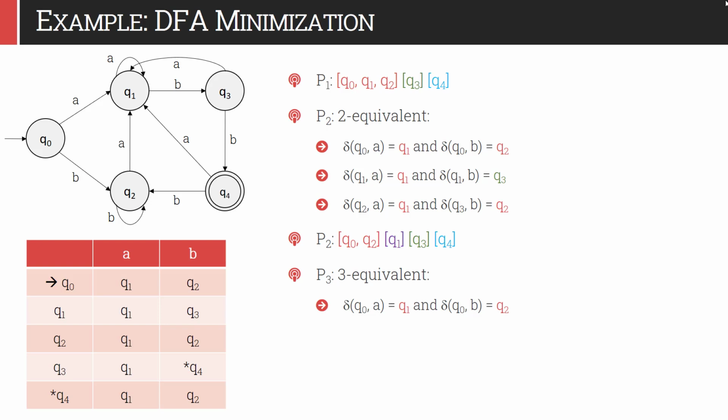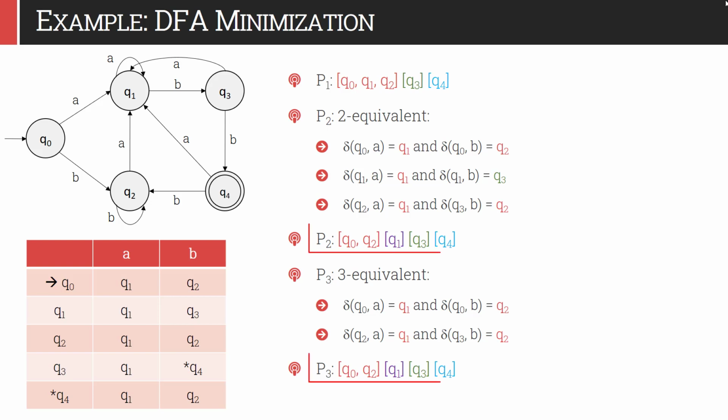Again we will read all the input alphabets from both the states Q0 and Q2. And as we can see, both lead to the same set of states. So Q0 and Q2 are not distinguishable. So splitting of Q0, Q2 is not possible, and we will say that they are identical. So P3 is the same as P2. So our algorithm will halt here.